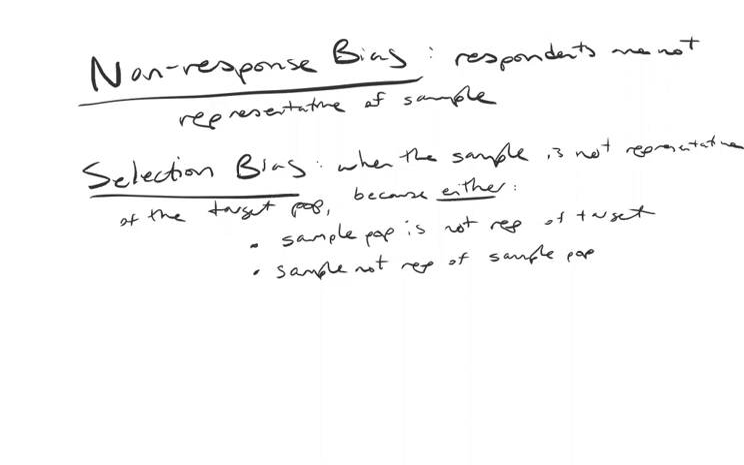But in addition to that, once I'm standing in front of the Science Center, if I just call out to people who look friendly, then also my sample is not representative of the sample population, which itself is not representative of the target population. So those are the two types of bias. There are others, but those are the ones that I want us to focus on.